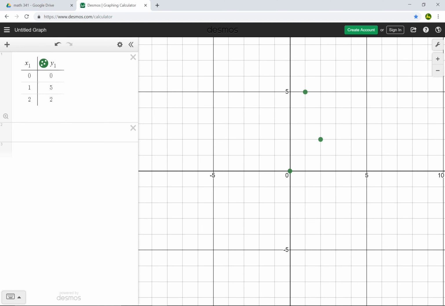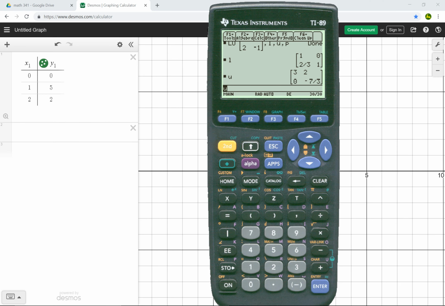So I'm going to break out the old calculator here. I'm going to do parentheses, 0.86, comma, negative 0.5, semicolon, 0.5, comma, 0.86, times 0, 1, 2. Those are my x's. And then 0, 5, 2.